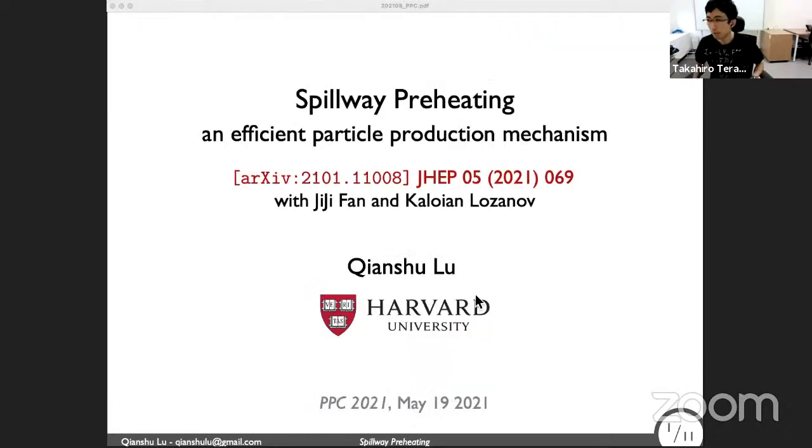So it's now 10:50, so let's start today's first parallel session, session 1A, cosmology. The first speaker is Chanshu Lu, and she will tell us about spillway preheating, an efficient particle production mechanism.